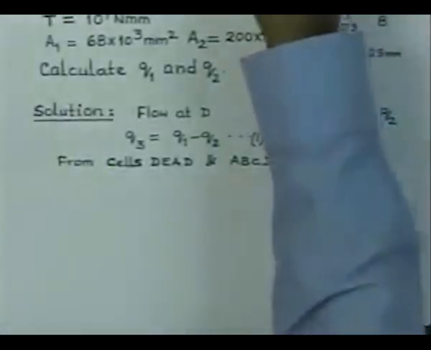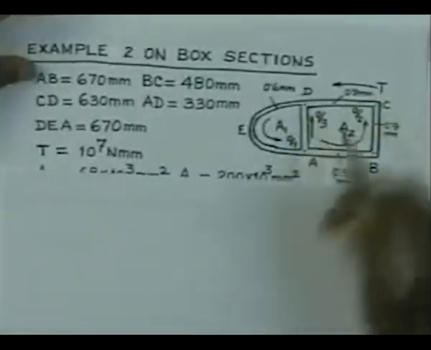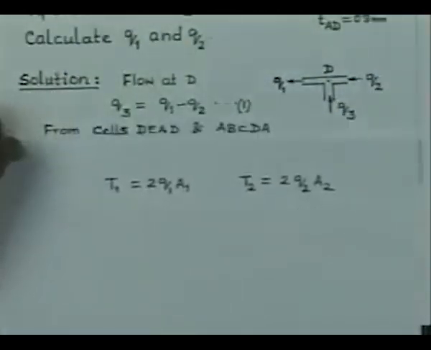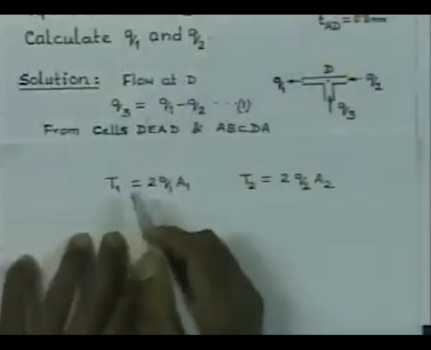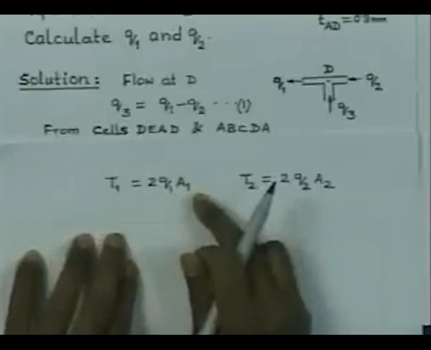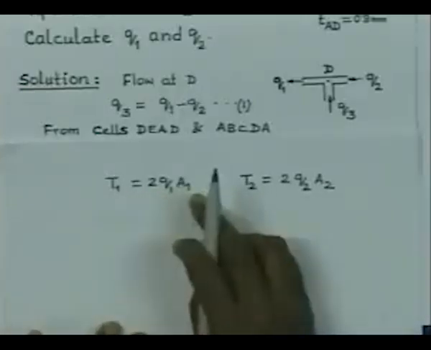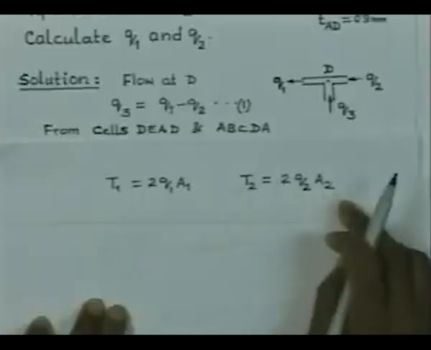Now, let us consider the cells DEAD and ABCDA separately. For the first cell, the torque taken by cell 1 is given directly by the Bredt-Bethe formula: T1 is equal to 2 Q1 into A1, where A1 is the area enclosed by the cell DAD. Similarly, the torque taken by the second cell ABCDA, T2, is given by 2 times Q2 into A2, wherein Q2 is the flow in the cell and A2 is the area enclosed by the cell.